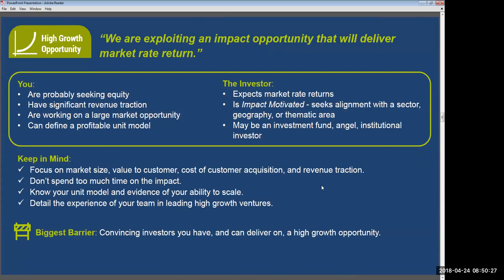All right. So the first type is the high growth opportunity. And this is kind of the default type for most venture capital. This is when a venture says, we're exploiting an opportunity, we think it's going to deliver market rate return, we think that equity is appropriate, there's going to be significant revenue, there's a large market, we can define a profitable unit model, and we can get to it fast. The investor here expects market rate returns, has a motivation about impact, but isn't going to dig that deep into it. Often that's aligned with, I fund renewable energy, or I fund agriculture, or I fund Africa, or something like that. It's very high level.